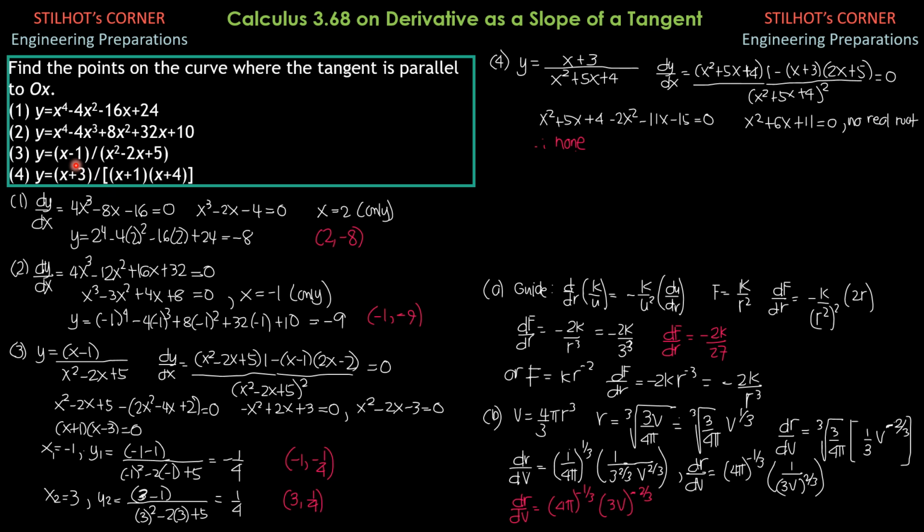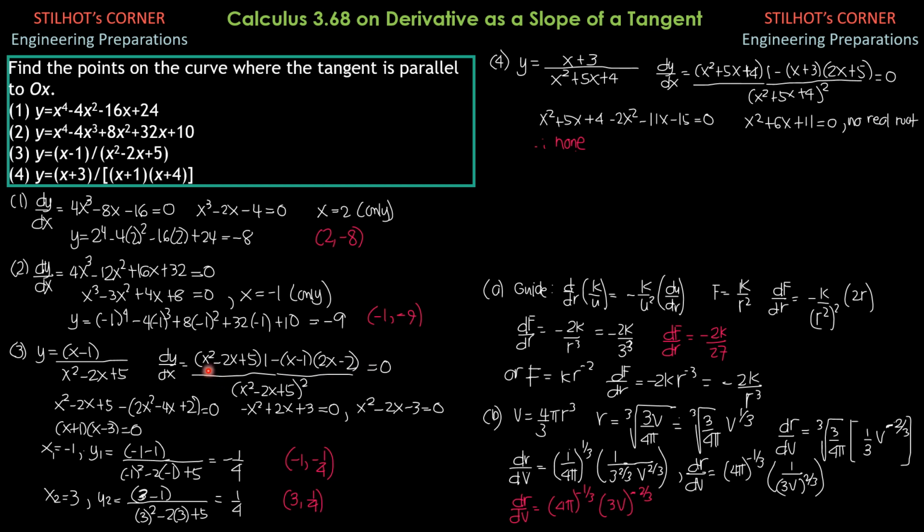This is a fraction. So the derivative is denominator, x squared minus 2x plus 5, times the derivative of x minus 1 with respect to x, which is 1, minus numerator, which is x minus 1, times the derivative of the denominator, which is 2x minus 2, then all over denominator squared equals 0. So don't mind the denominator squared because after cross multiplication, it still results to 0.